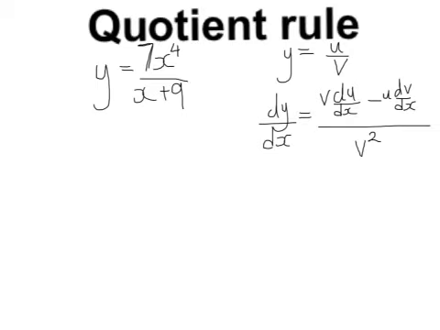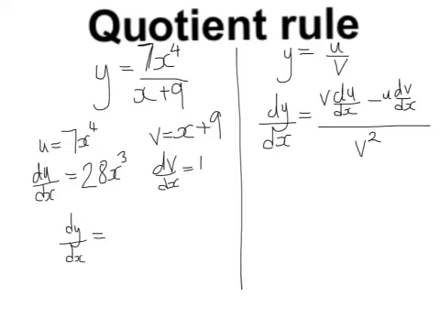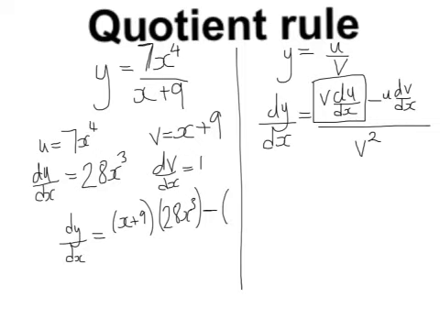So, let's look at our example here. In our situation, our u is our top here, and our v is the denominator. Let's differentiate both of these with respect to x. Okay, so dy by dx. First of all, I need v du by dx. So that's v multiplied by du by dx. I subtract u dv by dx, and that's all divided by v squared.